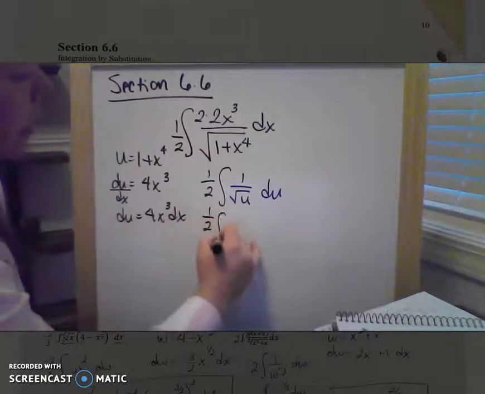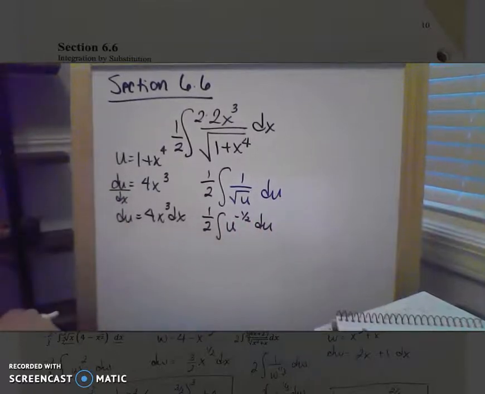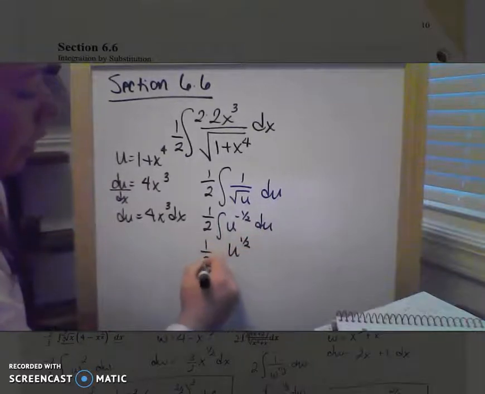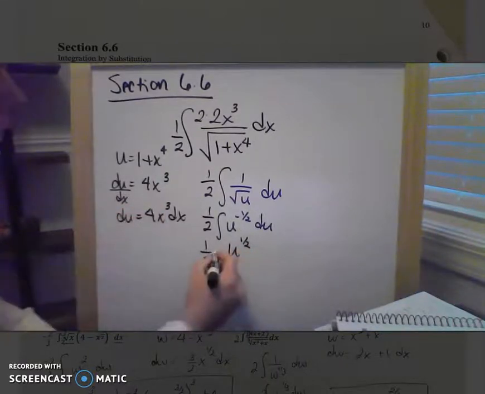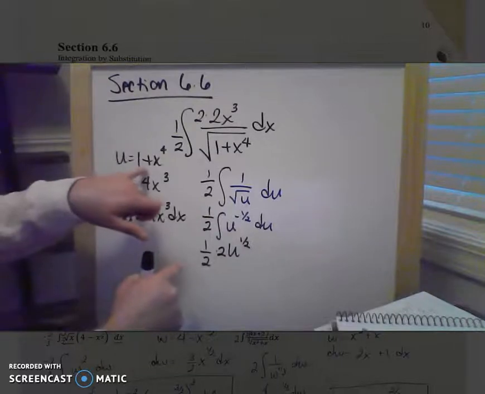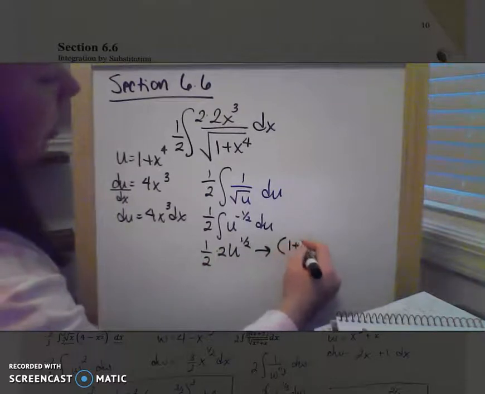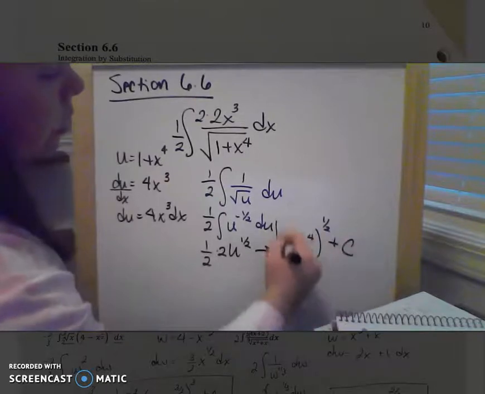This is really 1/4 times the integral of u to the negative 1/2 du. And now you can use the power rule. You can add 1 to the exponent, and then whenever it's a fraction, you flip and multiply because you're dividing by the new exponent. So when you flip and multiply, you'll get a 2. Those 2's, of course, cancel, but you never leave u in your answer. You then need to replace u with that binomial. So we're left with 1 plus x to the 4th raised to the 1/2 plus c, and that's your answer.